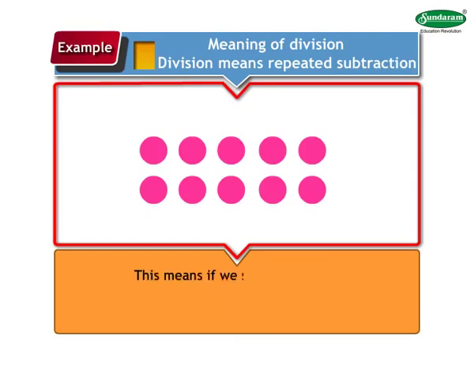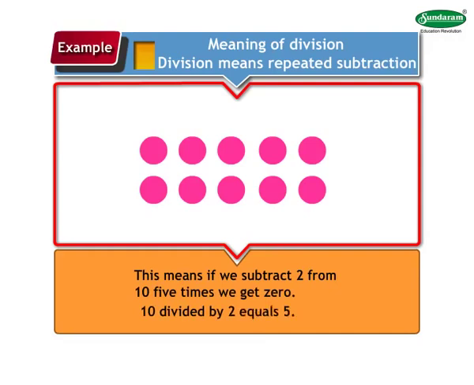This means if we subtract 2 from 10 5 times, we get 0. Or we can say that 10 divided by 2 equals 5. Written form is as shown. The sign for division is as shown.